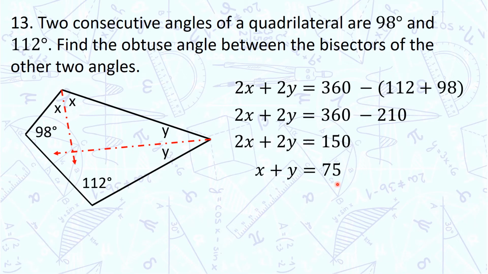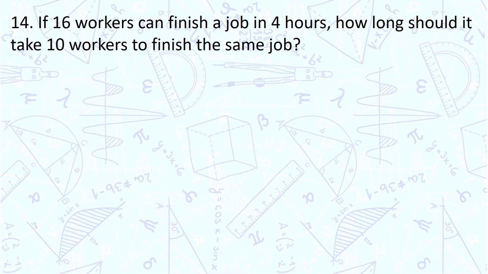x plus y, dividing all terms by 2, is equal to 75. x and y are the two angles in a triangle formed by the bisectors of the remaining two angles of the quadrilateral. Hence, if we're going to get the obtuse angle between the bisectors, we will have to subtract 75 from 180, and that will be 105.